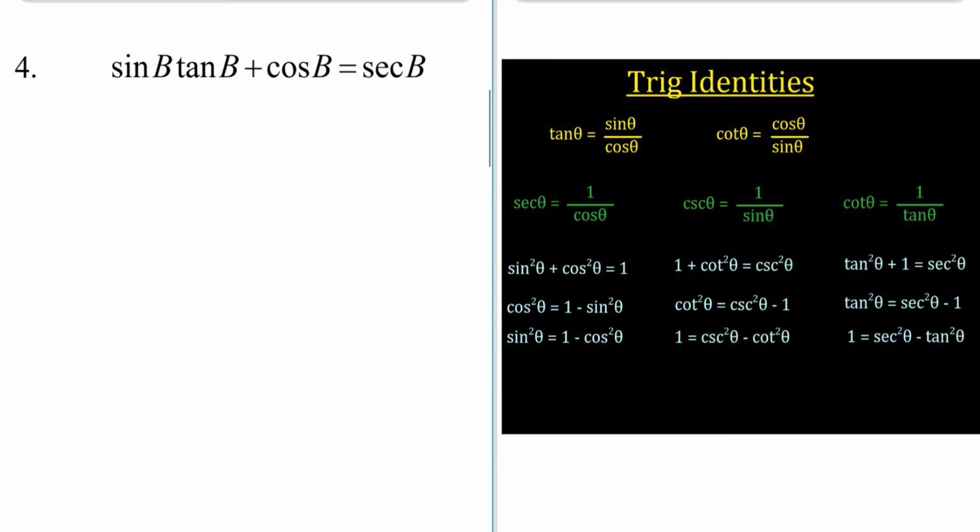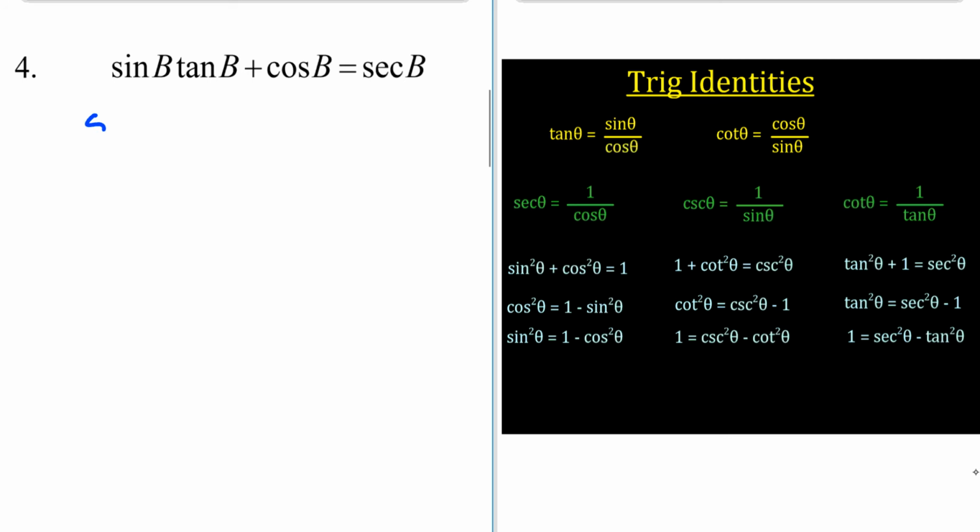This one says sine b tangent b plus cosine b will all simplify down to just secant b. Okay, well, I'm not seeing any squared, so right now I'm not even going to worry about the Pythagorean identities at the bottom. I'm just going to worry about the reciprocal and maybe the top 5, the yellow and green identities up above. Okay, well, sine is just sine. I'm not going to switch that to 1 over cosecant. That's not going to help me. But tangent I can break down into sine over cosine.